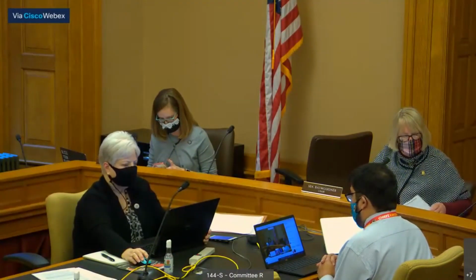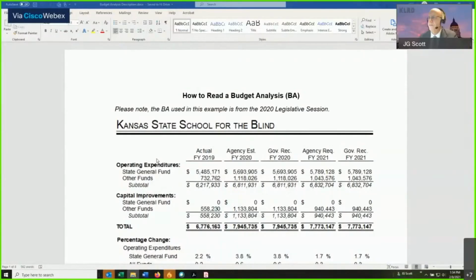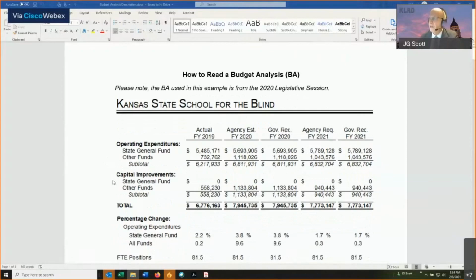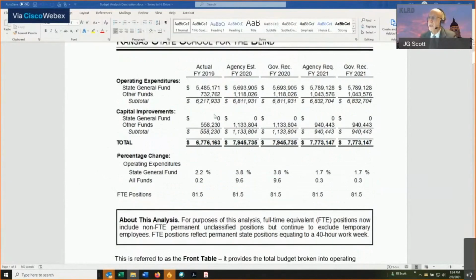Okay. I will, first time, attempt to share my screen. So what we have is just a sample budget analysis. This is one from last year. So we'll kind of walk through the sections and then some of the terminology. Budget analysis is a review of the agency's request and the governor's recommendation, and it's prepared based on the governor's recommendation. So the very front table is a summary of state general funds.